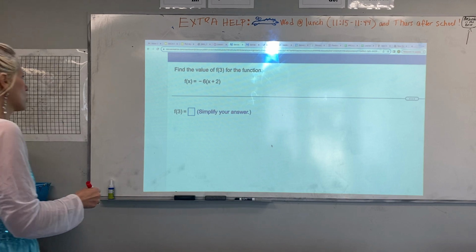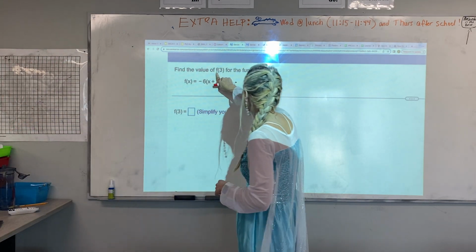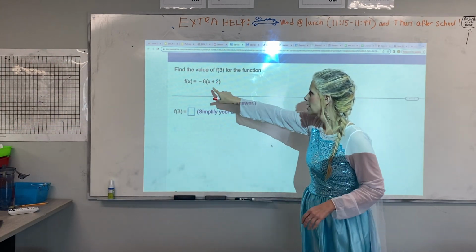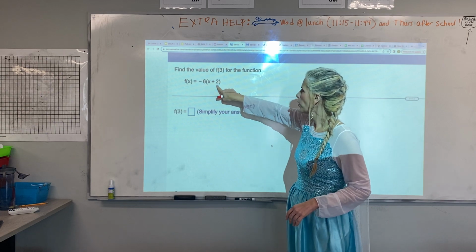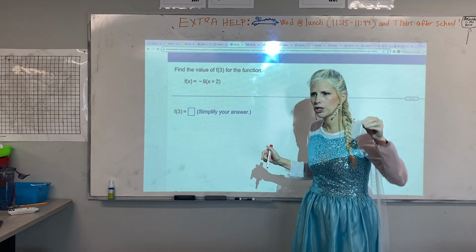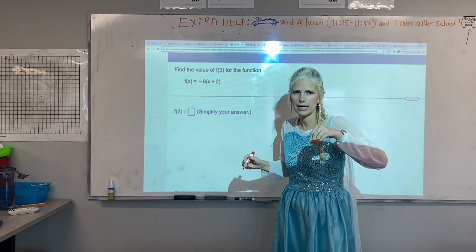Okay. So now it says find the value of the function of 3 for this function. This is the machine. When you plug in a 3 or put in a 3, that is your input.